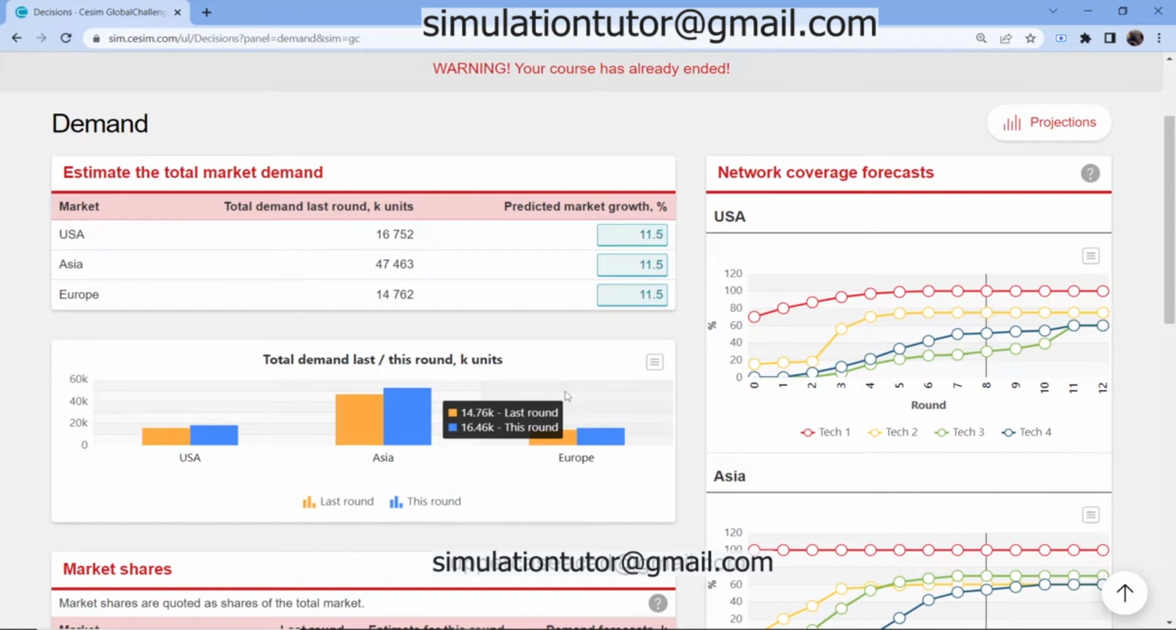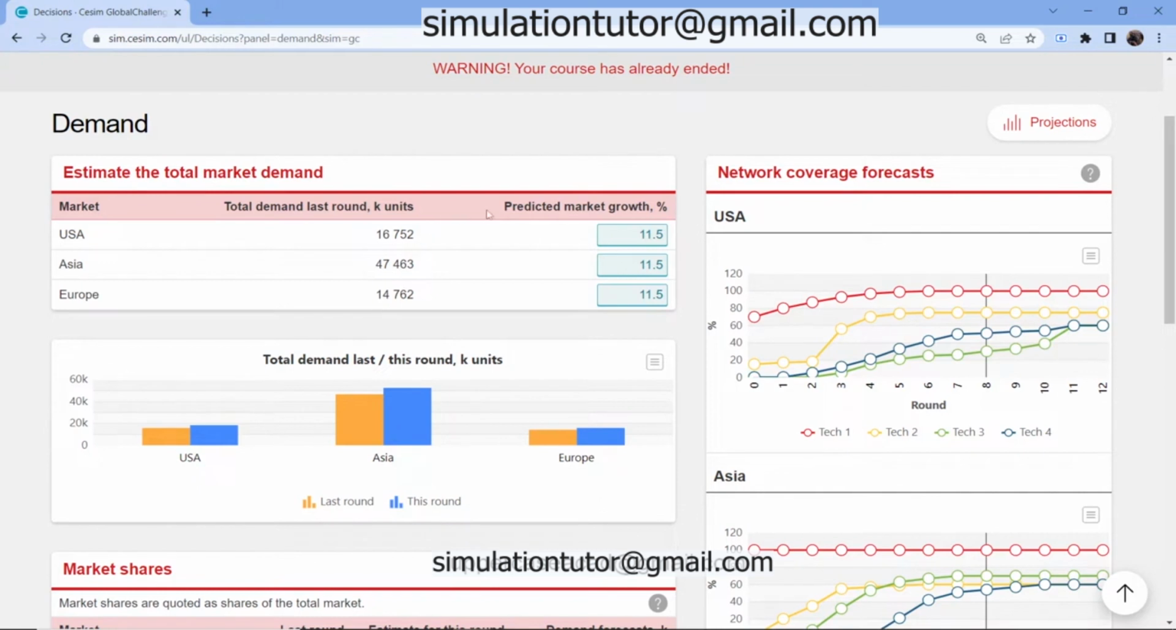The key strategic challenge in the Cesim simulation is to lead the company through a technological improvement. That's why we normally emphasize demand forecasting. Now, if you look at your page, we have the estimate of total market demand. The three markets here are USA, Asia, and Europe. Then here we have the total demand in the last round. It's in thousands, so this is 16 million, 47 million, and this is 14 million.